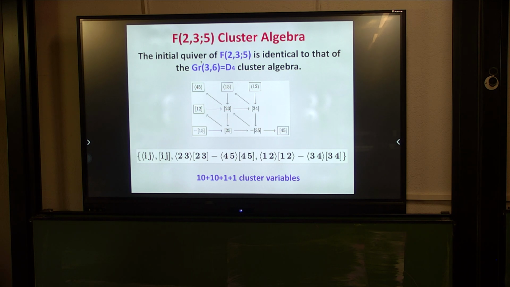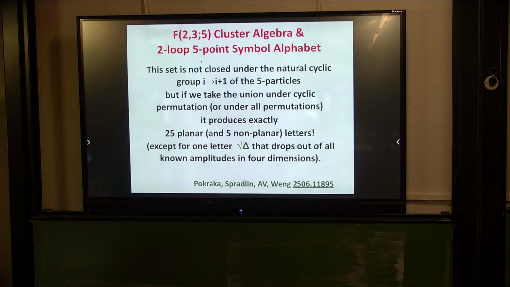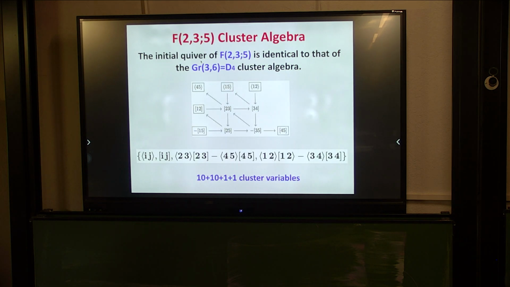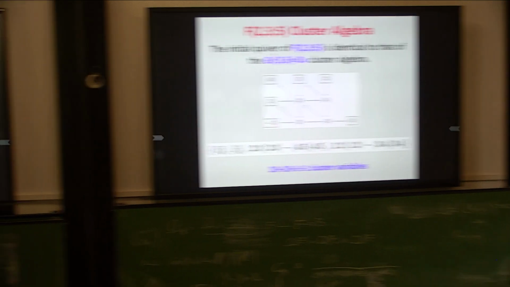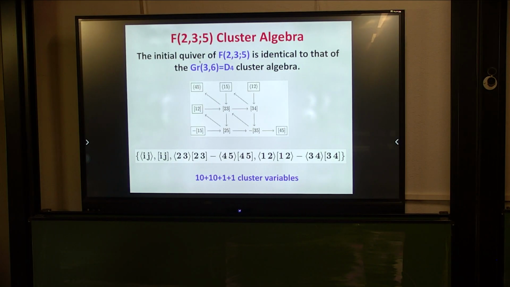So actually you can see here, your quadratic ones: 2, 3, 2, 3, 4, 5, 4, 5 is actually a cyclic rotation of 1, 2, 1, 2, 3, 4, 3, 4, shifted by 1 unit. So if you only complete under cyclic, you won't get all 25 planar letters. You'll only get 20. And then you'll get the full non-planar if you complete under all permutations. But you won't get the full planar if you only complete under cyclic.